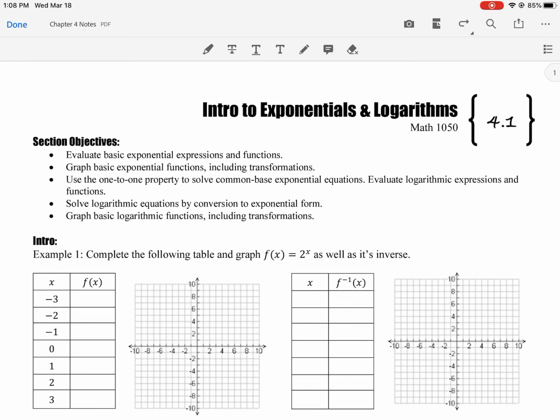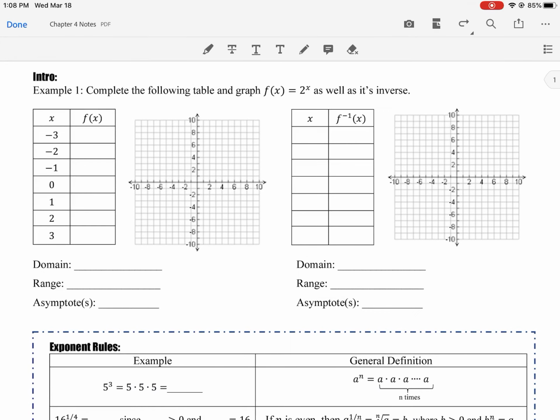So, as we take a look, I thought a good place to introduce things was this prompt, which says complete the following table and graph f of x equals 2 to the power of x. Mostly I just want you to graph it, but I think a good way to do that is to think about the table. I usually start at the middle of the table because most people know 2 to the 0 power is always equal to 1.